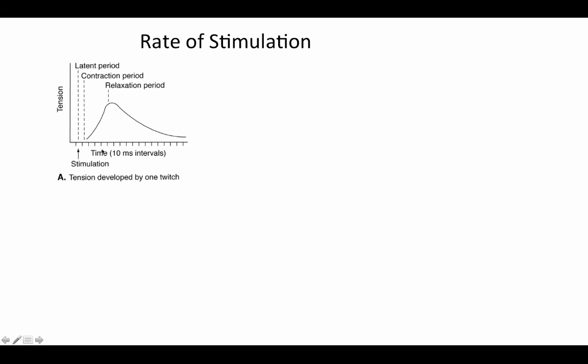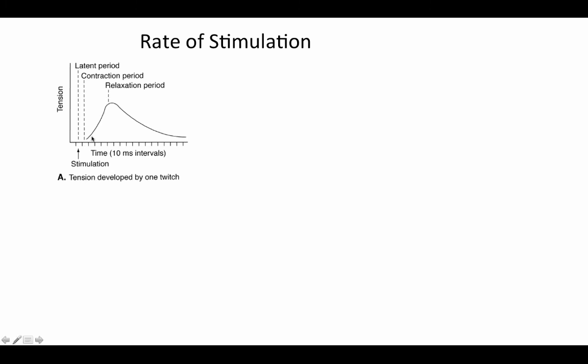If this is time, the stimulation occurs at a particular point in time, and this is the amount of force that the muscle is generating. There's going to be a slight latent period, and then it's going to start to contract. It's going to reach a maximum tension and then go into a relaxation period where the muscle returns to its relaxed state.